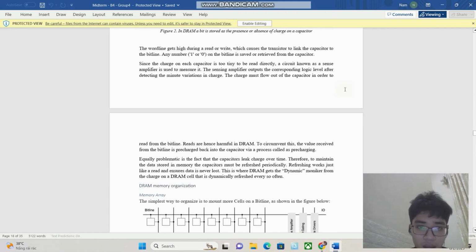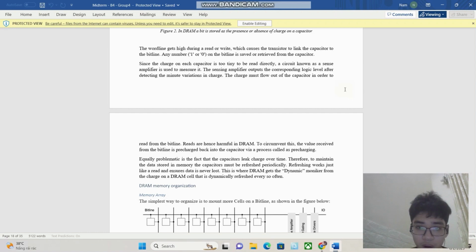The word line gets high during a read or write, which causes the transistor to link the capacitor to the bit line. Any number 1 or 0 on the bit line is saved or retrieved from the capacitor. Since the charge on a capacitor is too tiny to be read directly, a circuit known as a sense amplifier is used to measure it. The sense amplifier outputs the corresponding logic level after detecting the minute variation in charge.